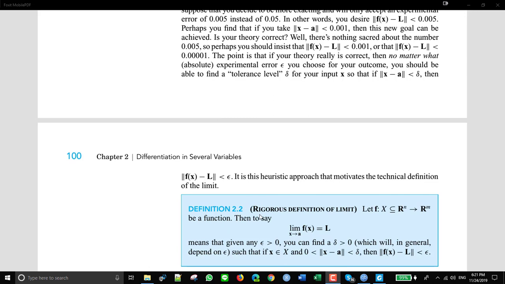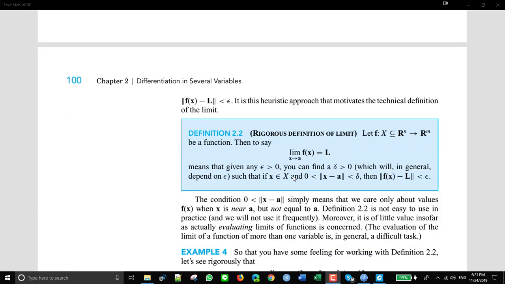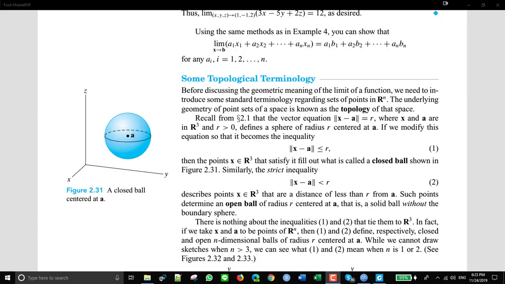Okay, so this is the so-called rigorous definition of a limit, but we're going to stick with the other one. However, if you want to read it, you can read her explanation here and here, which brings us down to the rigorous definition. She also does an example using the definition here, the rigorous definition, but again, we're not going to do that.